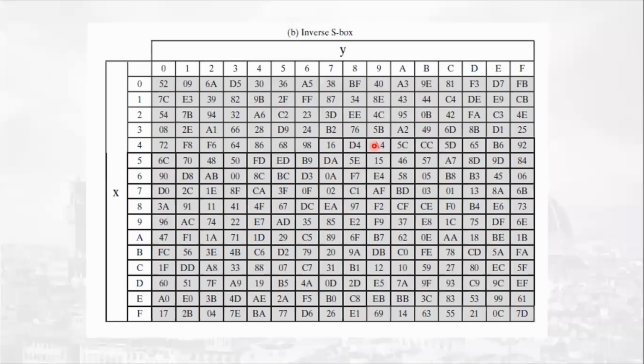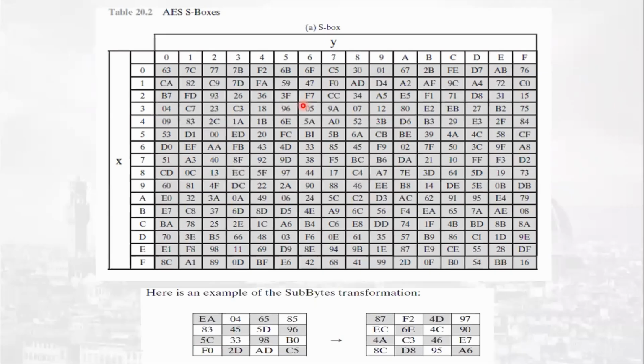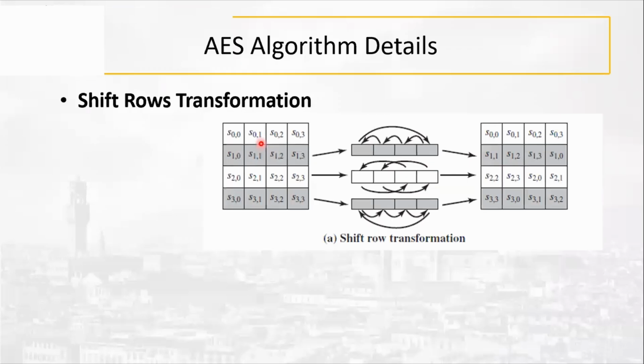Now the next step in the round is shift rows. The first one is substitute bytes, and the second step in the round is shift rows. It's a very simple step. First you have to take the first row as it is. S00 is copied as it is, S01 is copied as it is, and so on. So the first row is kept as it is.